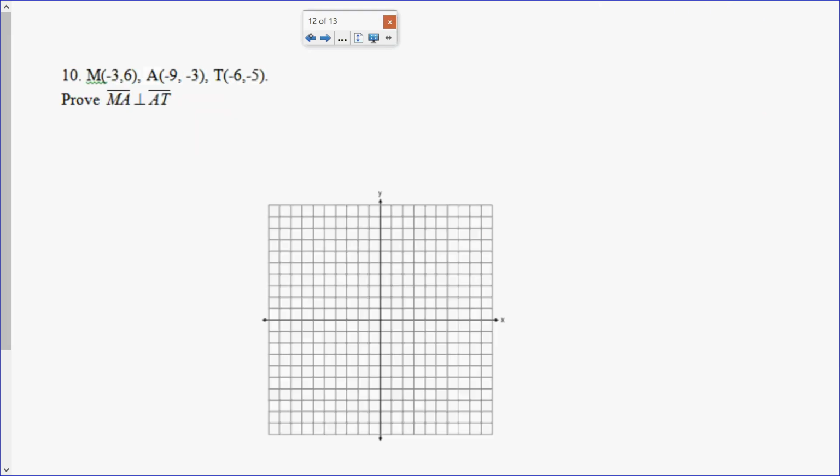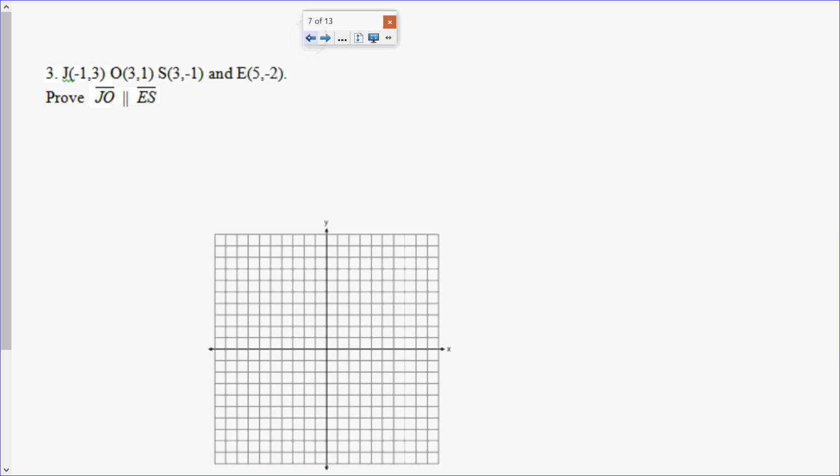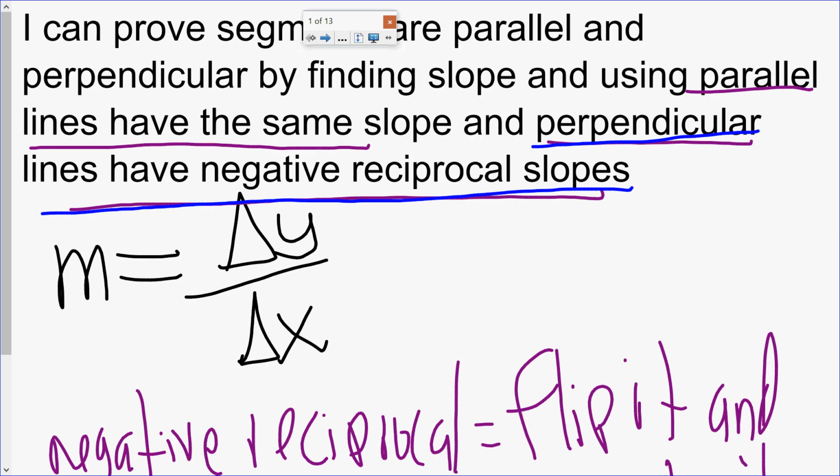That's it, my friends. Again, you're going to see this come up later within the 6-point questions when we do coordinate geometry proofs. So right now, it's very important that we get the basics down. If you're not comfortable with slope formula, go back to the slope lesson. If you're not comfortable with distance, which we did in the last lesson, go back to the distance lesson. You need to know the prerequisites before you can get to this. So again, I can prove segments are parallel and perpendicular, as well as not parallel and not perpendicular, by finding slope using the slope formula, and then using that parallel lines have the same slope and perpendicular lines have negative reciprocal slopes.